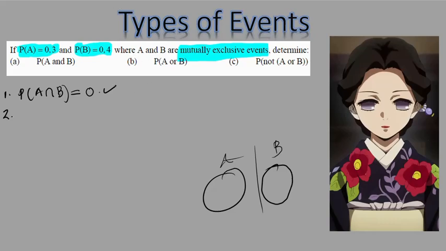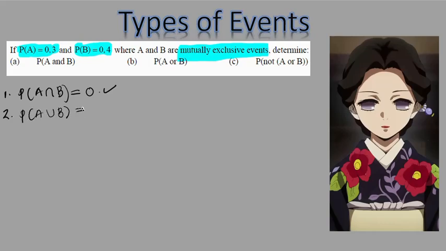Afterwards, it wants the probability of A or B. Let me erase this. For the probability of A or B, what is that? That's the union. Remember, A or B, it's the union. Now, how do you find the union? To find the union all the time, use the general rule of probability, minus the intersection. If you listened to me in the previous slide, you will understand that you don't need to write this last part here.